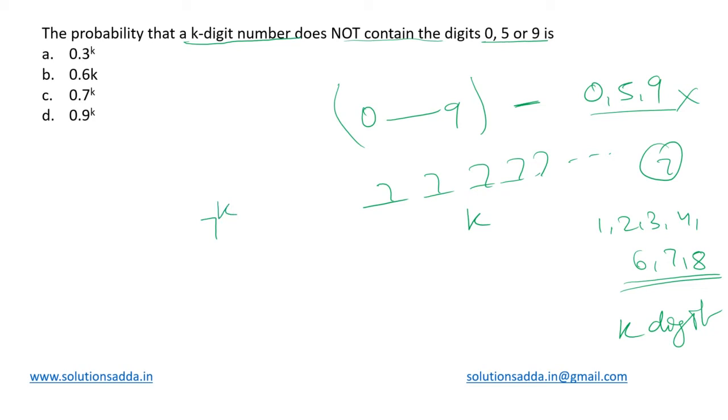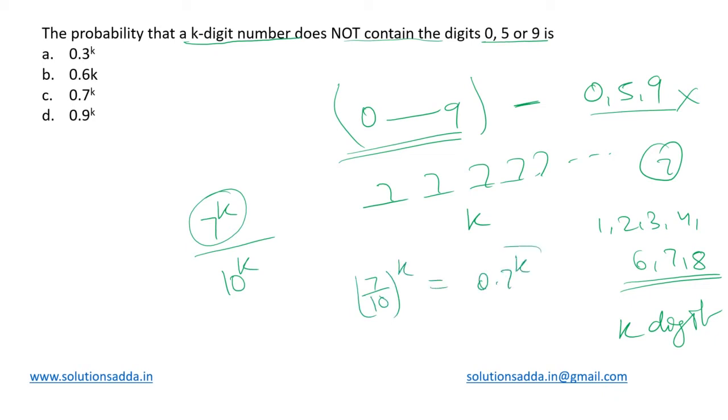These are the viable numbers which are allowed in our set, and the total possible numbers would have been with this universal set using all the 10 numbers. In that case, the total available choices would be 10 raised to k, out of which we are using only 7 raised to k. So the probability becomes 7 on 10 raised to k, which is 0.7 raised to k. So this is the probability of having such kind of numbers without these three digits. So the correct option is C, 0.7 raised to k.